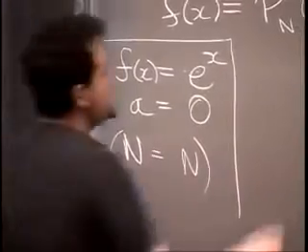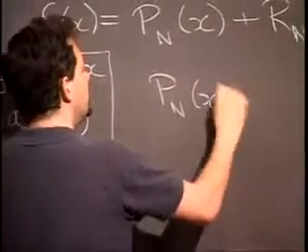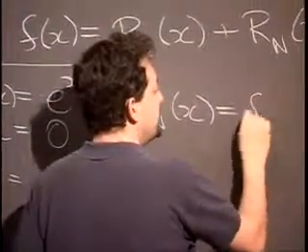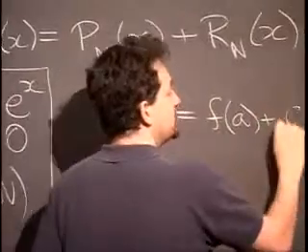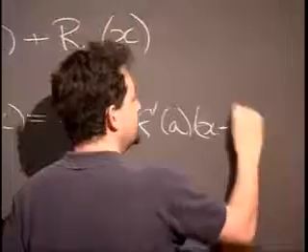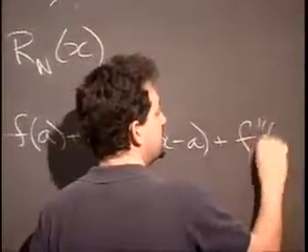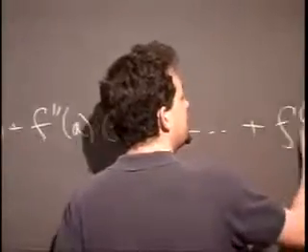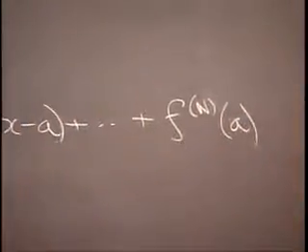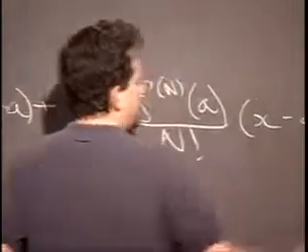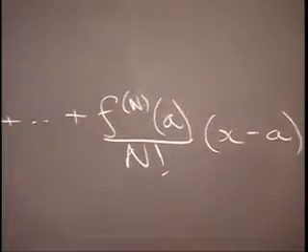Now, so what is Pn of x? Well, by the formula that I wrote on the previous board, it looks like f of a plus f prime of a times x minus a plus f double prime of a. This is a very useful formula. And so on until we get up to the nth derivative at a. And don't forget to divide by the factorials. Okay, that's true in general. Let's specialize first using a equals 0.